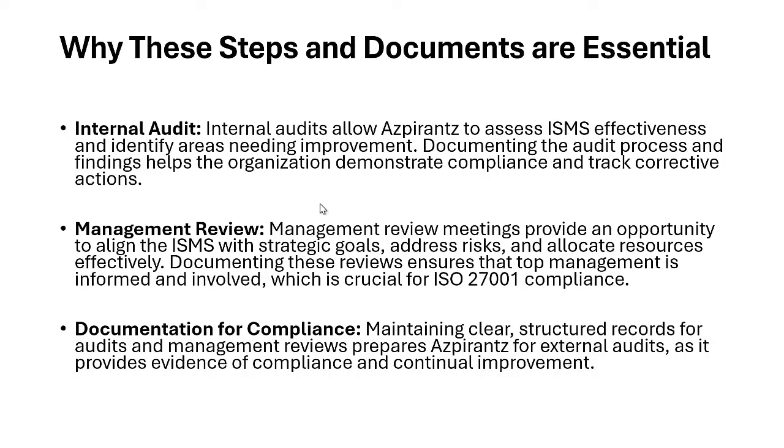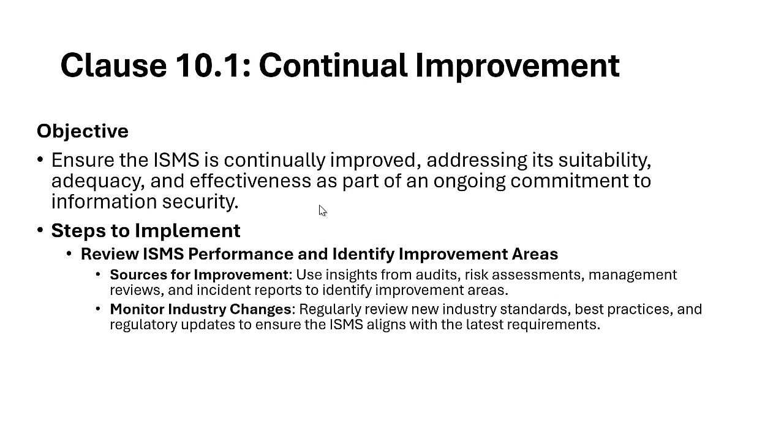Now I'm done with the audit, we're done with the implementation, we're done with everything. Now what is next? Next is basically called continual improvement. Definitely what we have implemented, we have to monitor, right? So we have to ensure the ISMS is continually improved, addressing its suitability, adequacy, and all that. So for the review of ISMS performance, first, a source for improvement can be your audits. We do audits regularly, risk assessment, management review, which help me to improve my overall controls.